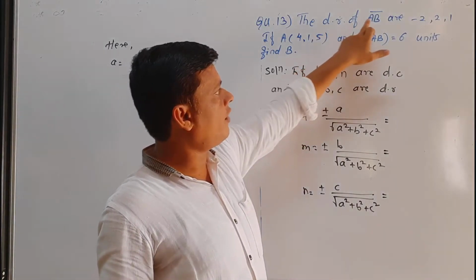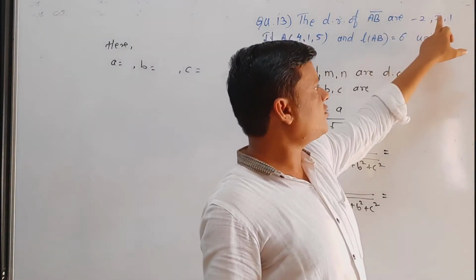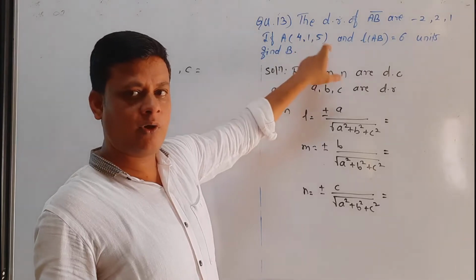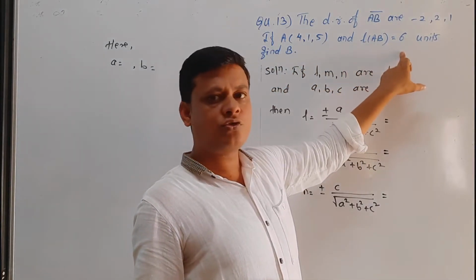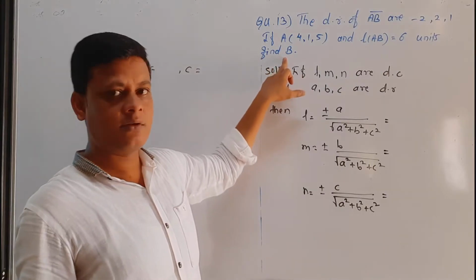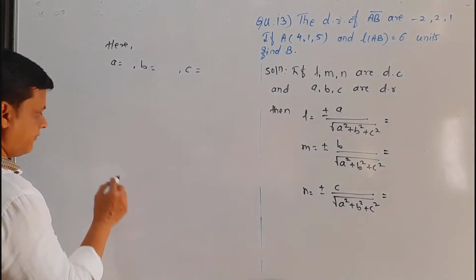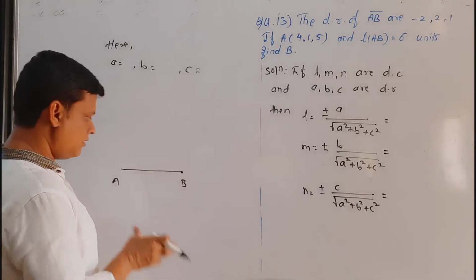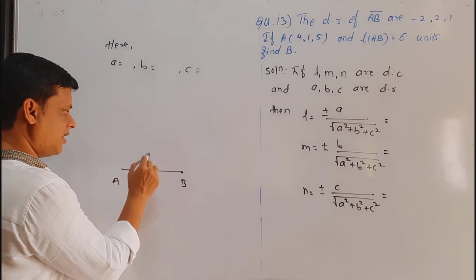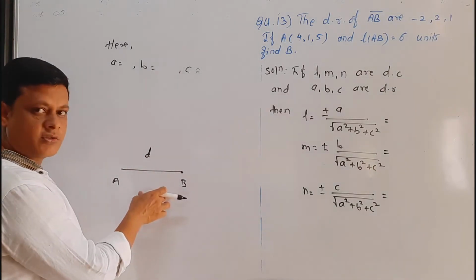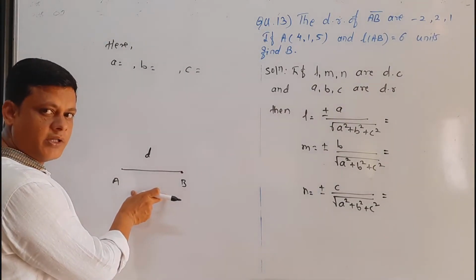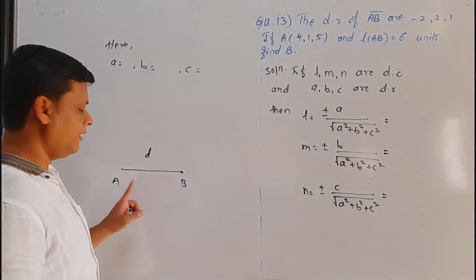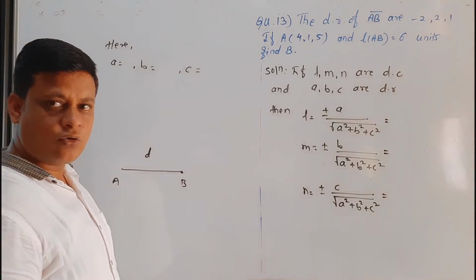Now see question number 13. The direction ratios of vector AB are minus 2, 2, 1. If coordinates of A are 4, 1, 5 and length of AB equals 6 units, find B. So here we have to use a concept. If A and B are 2 points, the distance between these 2 points is d, and the direction cosine of this vector AB is given. If direction ratios are given, then from that direction ratio we can find the direction cosine of that line.